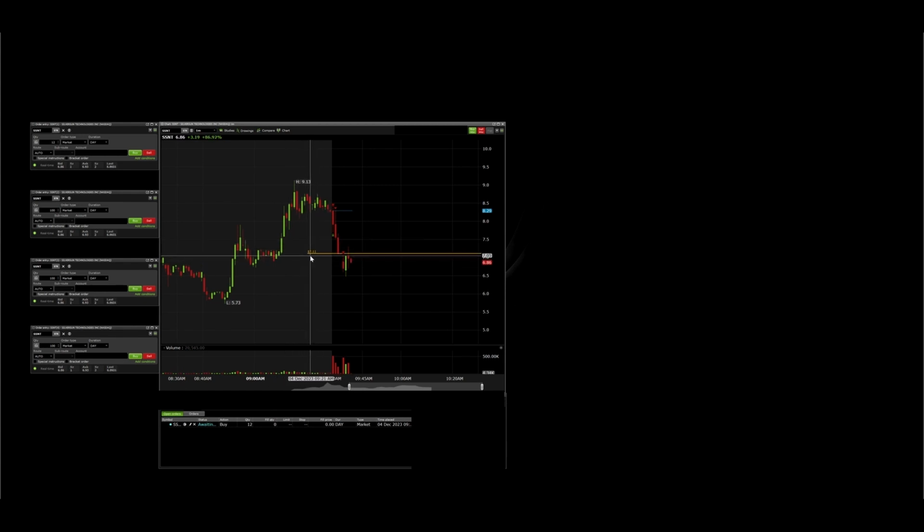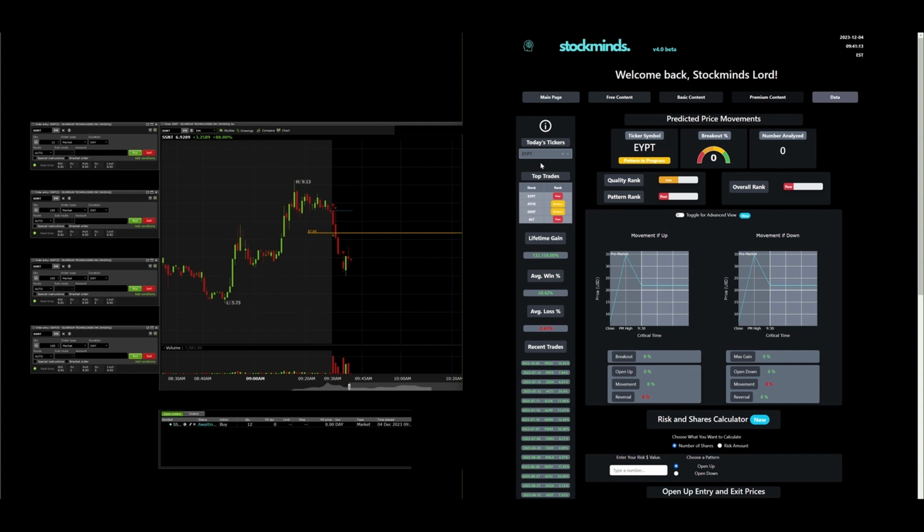Put little price lines to help visualize what's happening or where the stock has to go in order for you to enter. So I'm saying 768 is where it's supposed to. Once it reaches that, that's the suggested entry price for the open down movement.